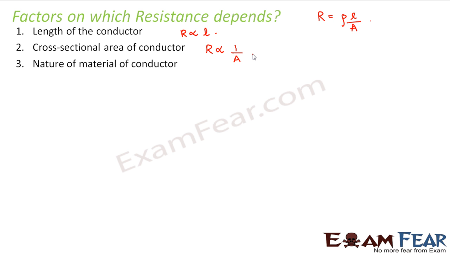The third is the nature of material of the conductor. That is evident from the factor resistivity, that is rho. As I mentioned before also, resistivity rho is dependent on the material of the conductor, because you saw in the previous slide the values on which this resistivity depends. It depends on the number density of electrons, it depends on the relaxation time, that is the time between each successive collision, and the mass and charge of the electron. So the nature of material of the conductor plays an important role.